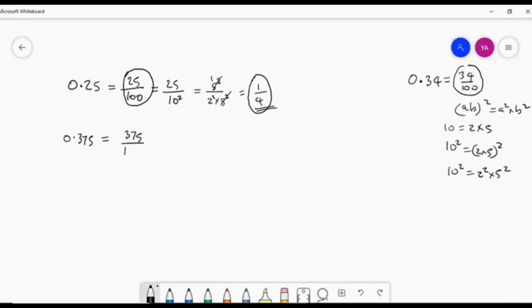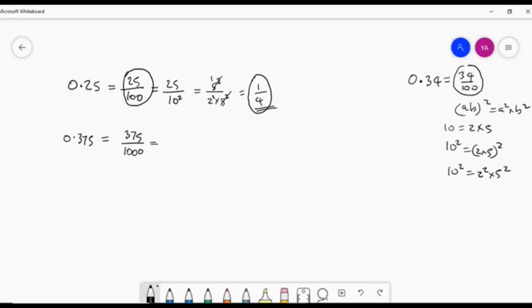375 by 1000. Now we can reduce it by cancelling the common factors. It is better to write the prime factorization and cancel the common factors. What's the prime factorization of 375? Just try it.